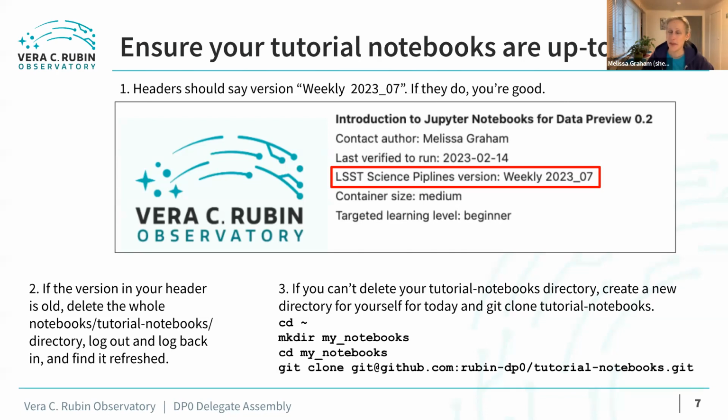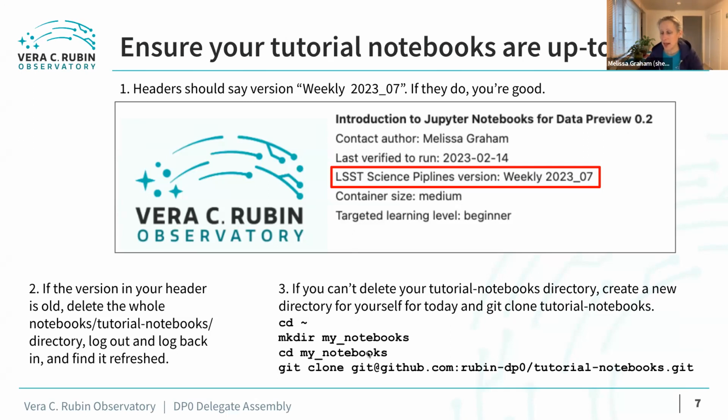That's the easy way. If that's also not working for you because the tutorial notebooks directory is read-only and it can't delete, the second fastest thing to do is to just make a new temporary directory in your home directory called My Notebooks, for example, and then git clone the tutorial notebooks into there, and you will have the freshest versions that you need for today. Those will not automatically update in the future, but at least you'll have them for today.